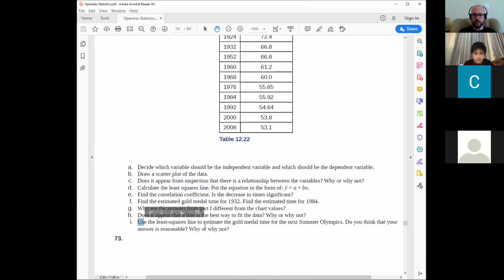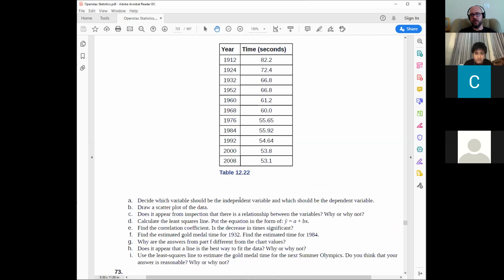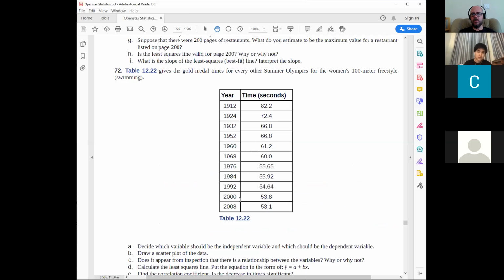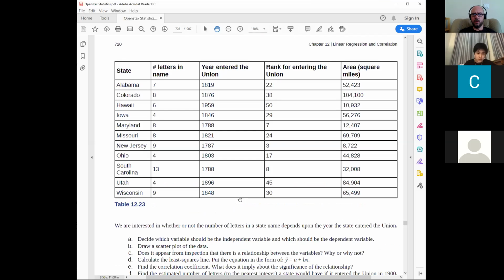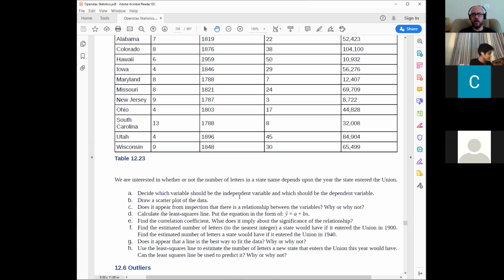We want to use the least squares line to estimate the gold medal time for the next Summer Olympics. I think it's 7... Did you say 72? Is it 73 in my book? It's not the same from the book. Is this one of the ones where the book and the online thing are different? Oh, that's super annoying. Okay, so it's going to be like 73 or 71 then?